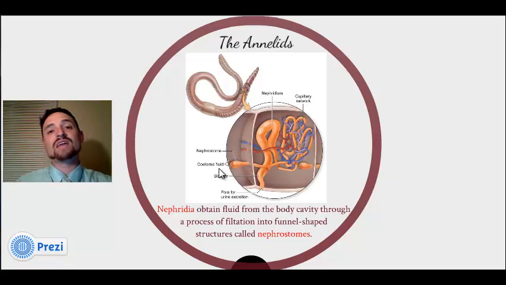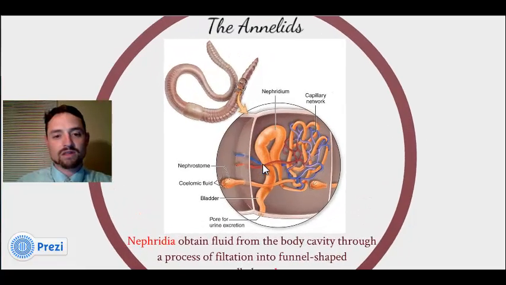Then you go to the next one, which we would consider to be the annelids, or the roundworms, and now you see a true nephridia. Before, we called that protonephridia because that's really before the true nephron, and now you have the nephridia. Now this obtains fluid from the body cavity through a process of filtration into funnel-shaped structures called nephrostomes. And you can see here is the nephridium, labeled on here.